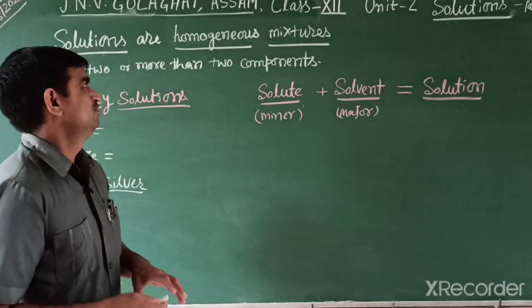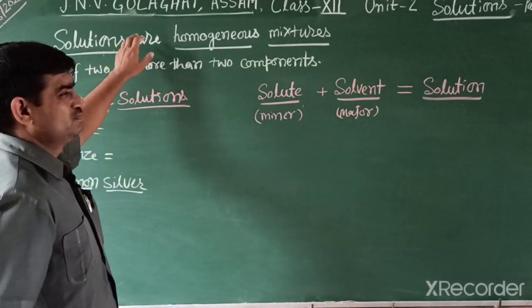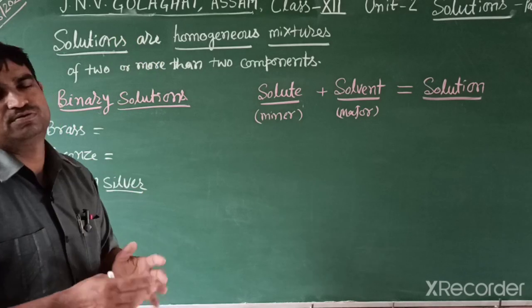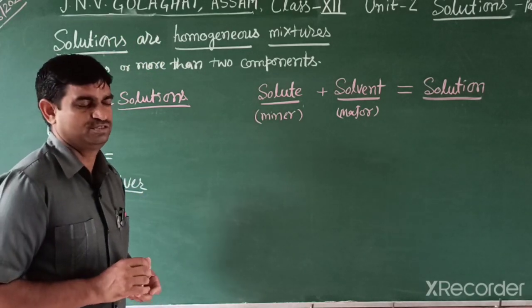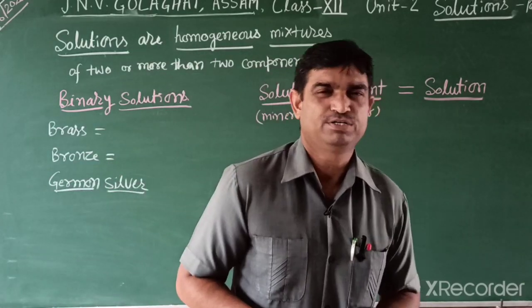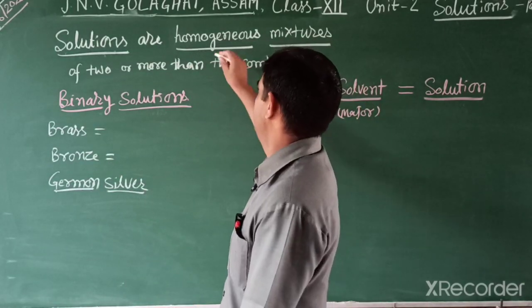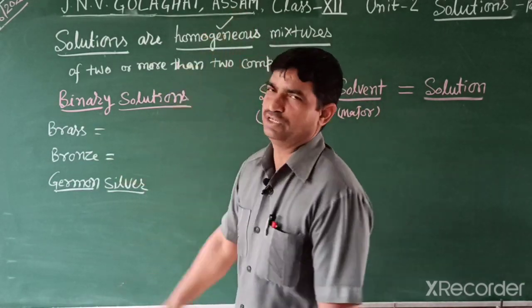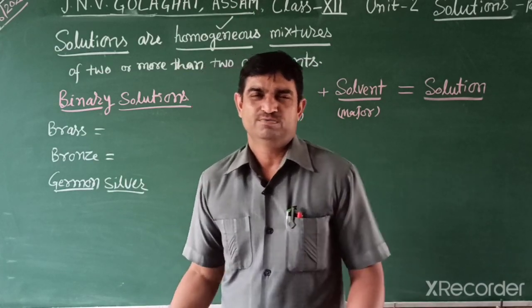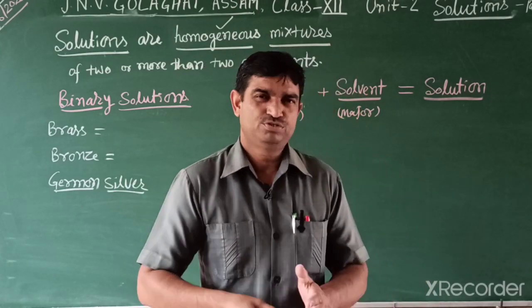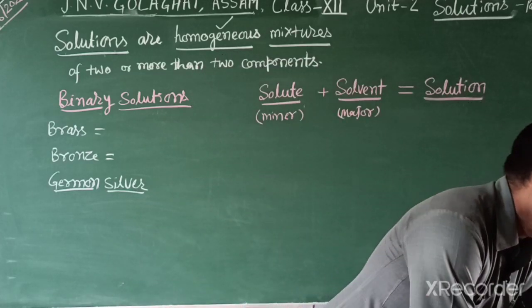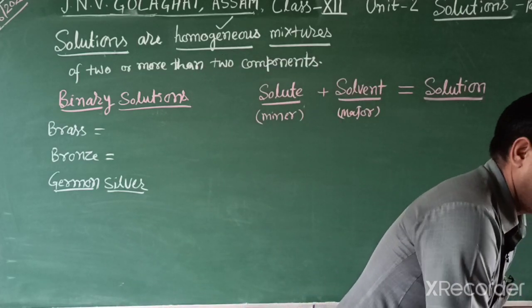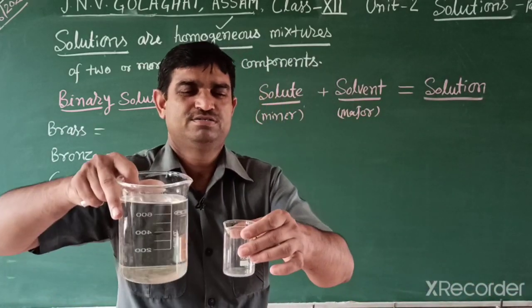Solutions are homogeneous mixtures of two or more than two substances. How can we make a solution? In one word, a solution is a homogeneous mixture. What is homogeneous? It means throughout uniform composition, equal composition. So we can make a solution of sodium chloride.